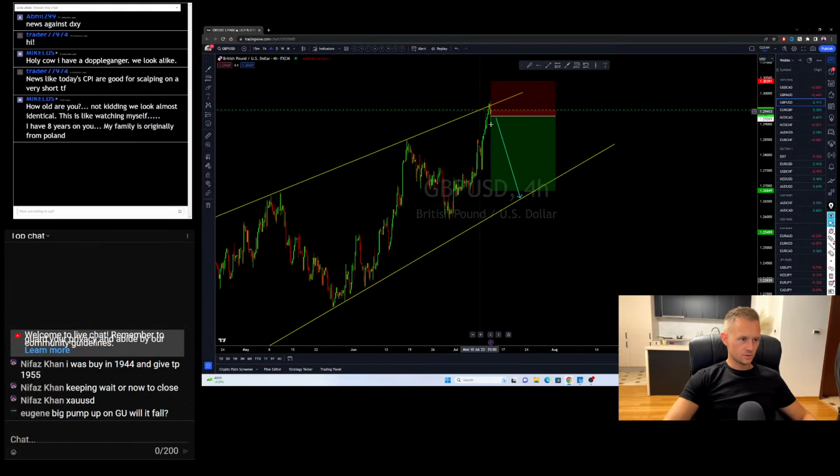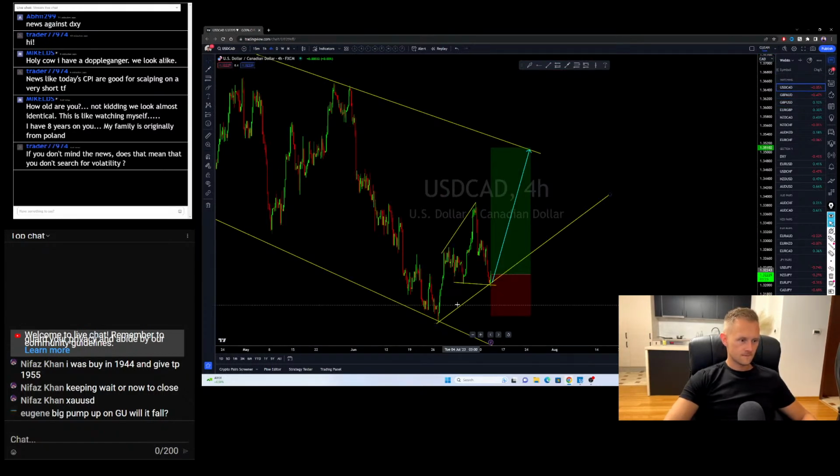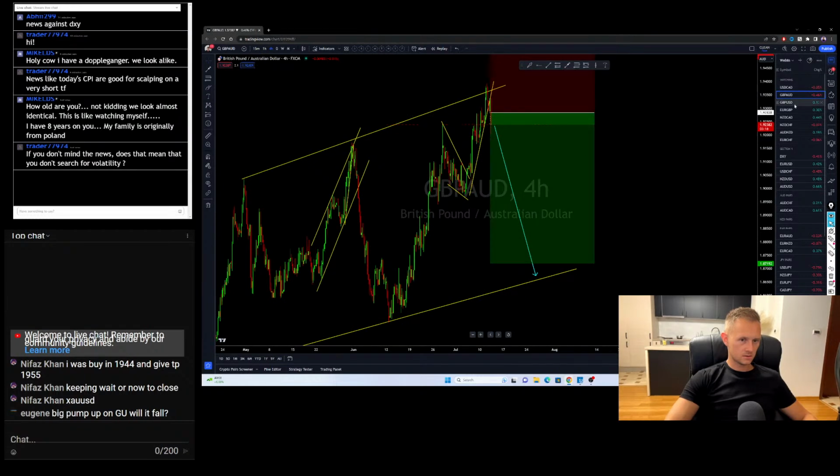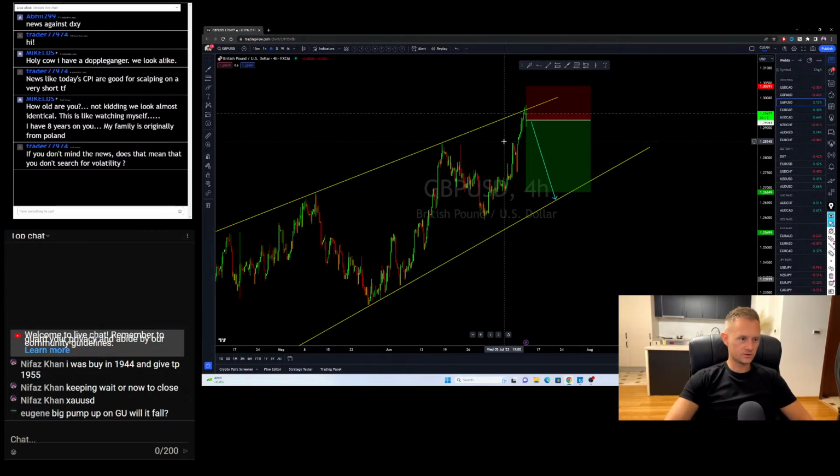I think pound USD will start pulling down now, as it looks like, and this will go up. Okay, 3 minutes still to candle close, and that's going to look pretty nice. Very good. Looks like the pound USD is holding this trend line, and it will hold it and bounce from it.